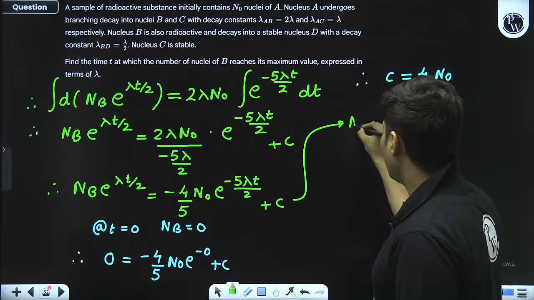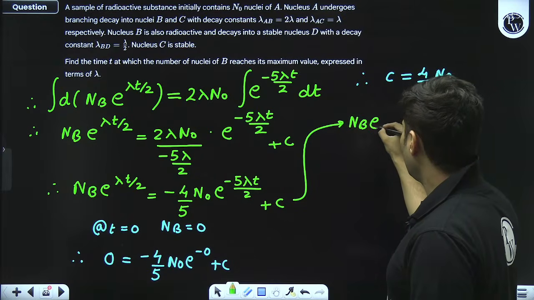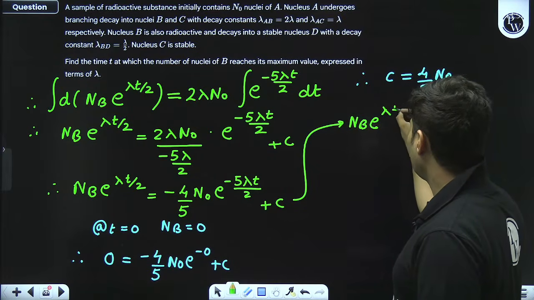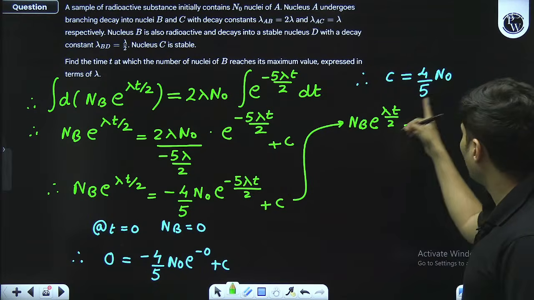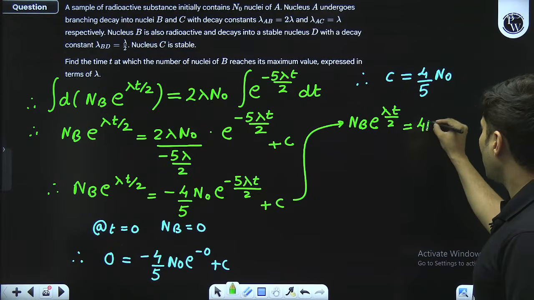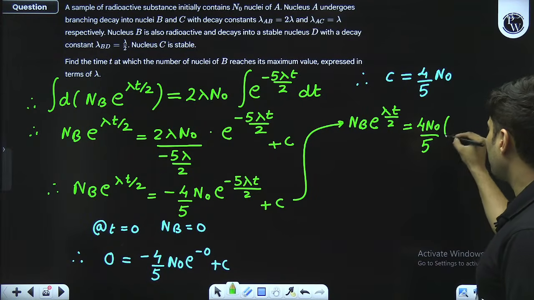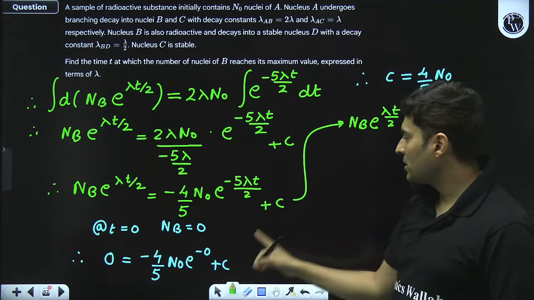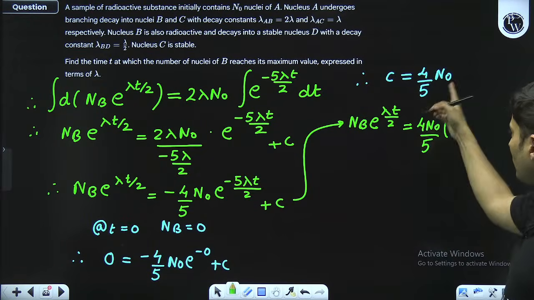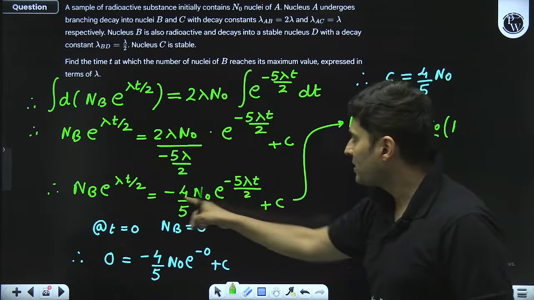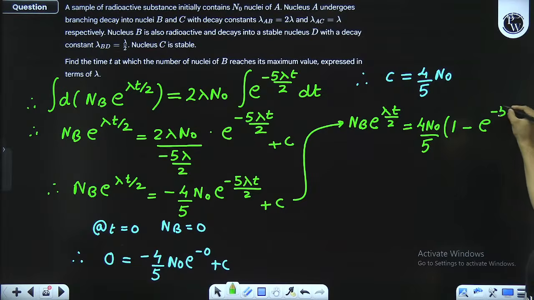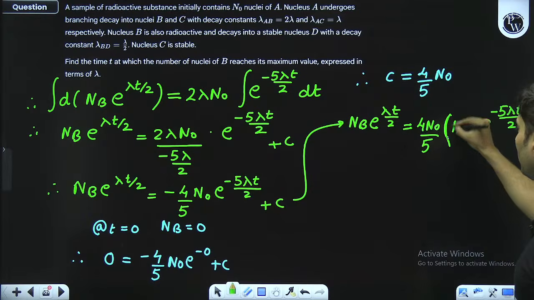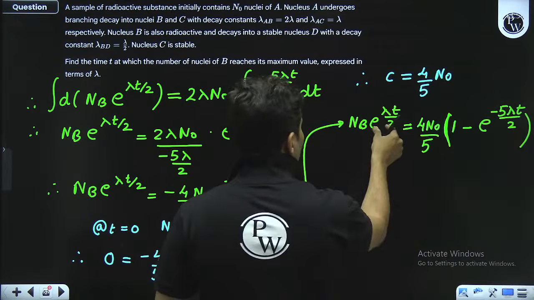Observe, n_b e to the power lambda t divided by 2 is equal to, c is 4 n naught by 5. So 4 n naught by 5 is there, 1 minus, because from that constant, this is 4 n naught by 5, and that minus sign from here, minus e to the power minus 5 lambda t divided by 2. Okay, perfect. I've got it till this point. So bring this over here.